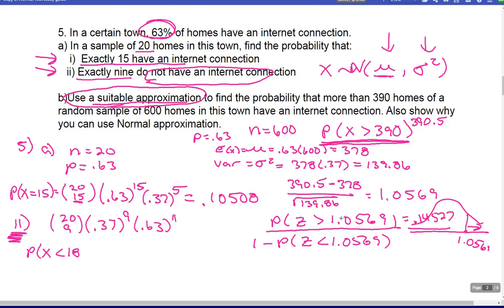Okay? Now, let's do it the other way. Push menu 7, number 2. Now let's do the lower, the second way. Change it to negative 9 times 10 to the 99. Make my upper boundary 1.0569. Leave everything else the same. And then what do you get? 0.854721.